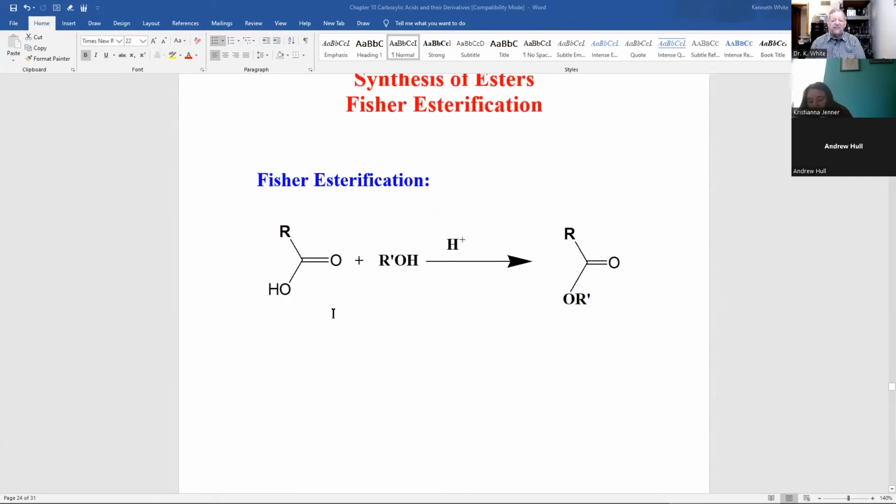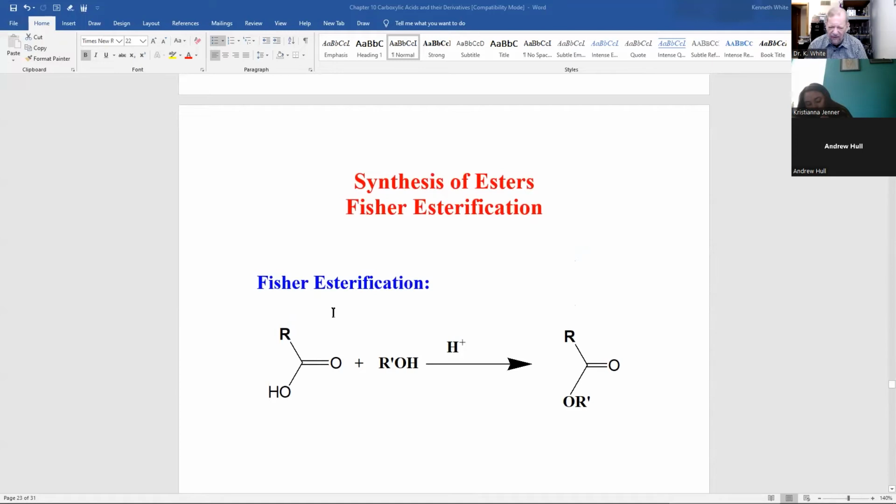Now, how do you make esters? There's only really one way, and that's called Fischer esterification. Fischer esterification was discovered by the great German organic chemist, Dr. Emil Fischer. Now, this alone is a lifetime achievement, but later on we'll learn what he's really known for is his work with sugars and carbohydrates. But this alone is a lifetime achievement. So let's take a look at this reaction.